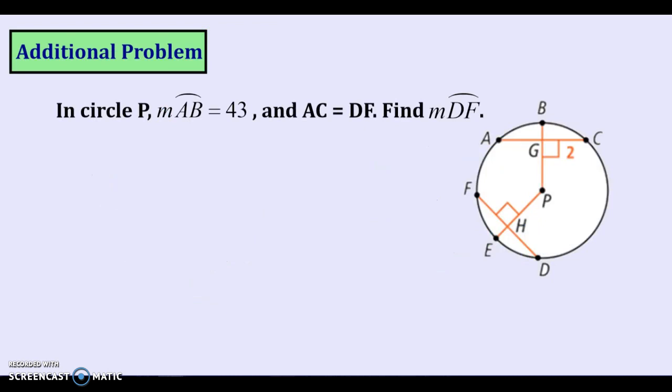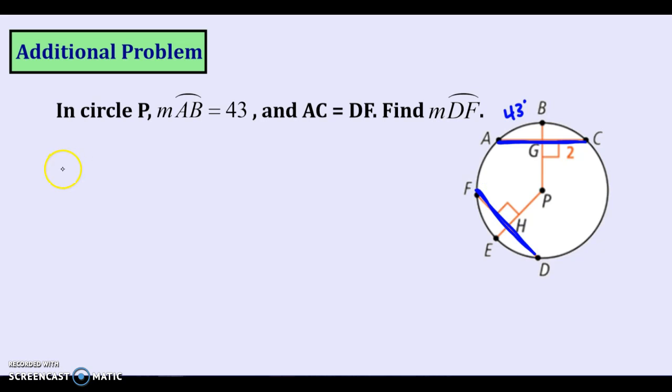For this problem, in circle P, the measure of arc AB is equal to 43, so that's this arc right here, and AC is equal to DF. So I have this chord is congruent to this chord. I want to find the measure of arc DF.